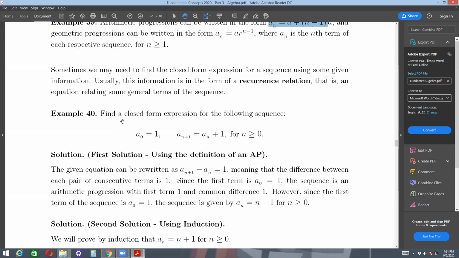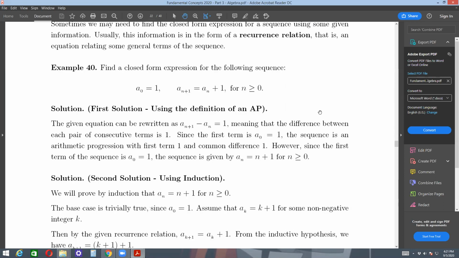Right, now in this example, it starts with 0, it doesn't start with 1. So a0 is 1, and then you could substitute n is 0 in here to get a1 would be a0 plus 1. So a1 would be 2. And then similarly, you could get a2, a3, a4, etc. So if you want to find a closed form expression, there are two ways you could do it.